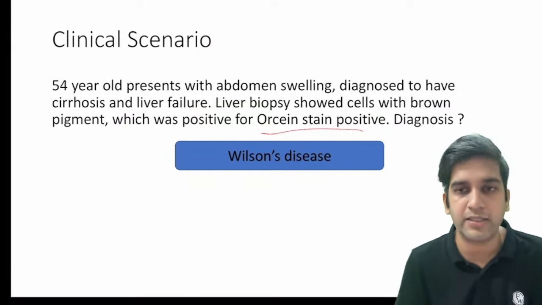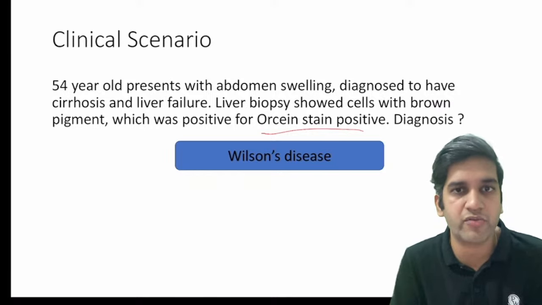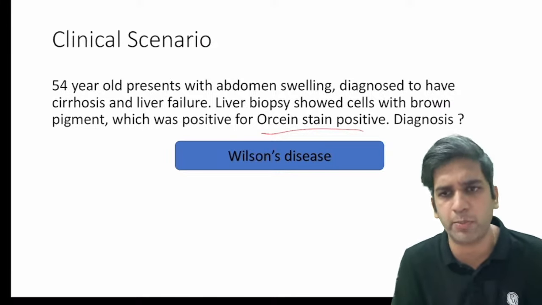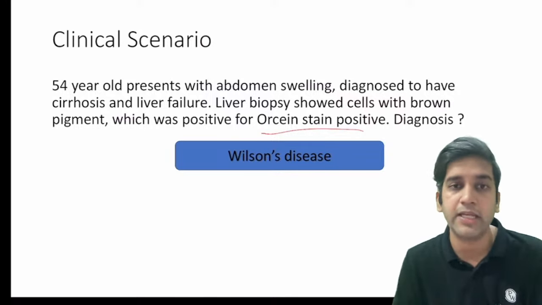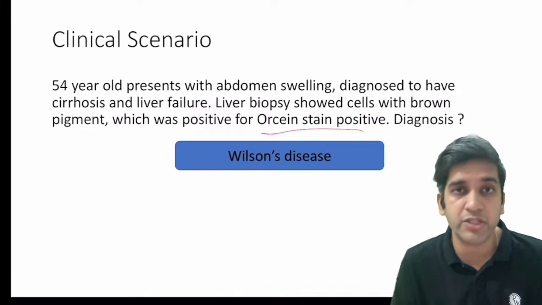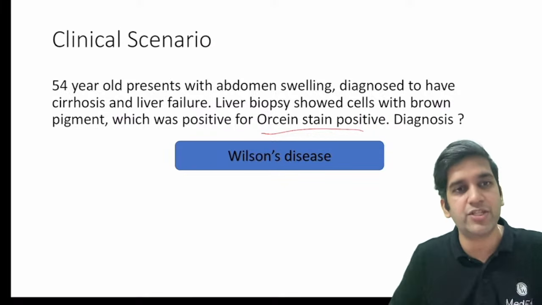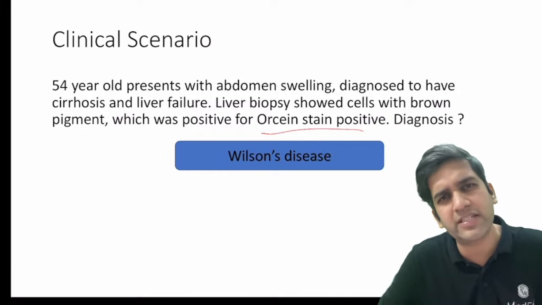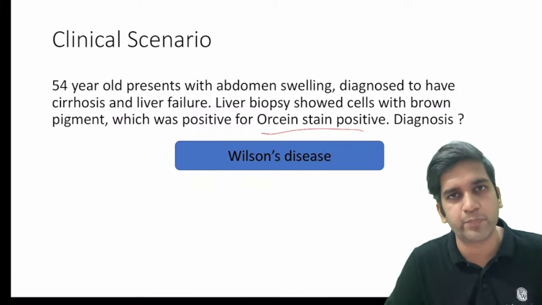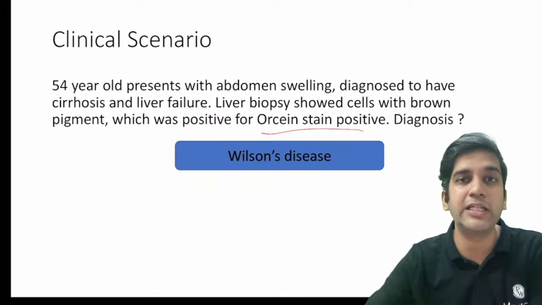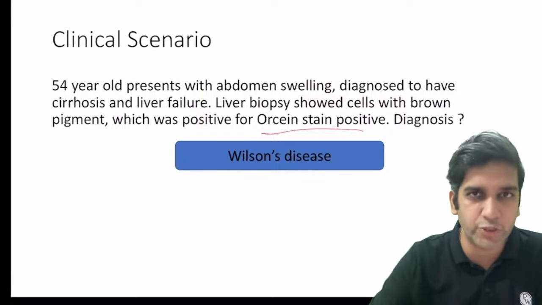Wilson's disease, this is a classical presentation of Wilson's disease. They are orcein positive, which is copper positive by default. Orcein is positive for copper pigmentation. It's positive in Wilson's, right? So what is the classical presentation of Wilson's? Age: will it present at 54 or will it present early onset? Wilson's presents a little bit early onset, right? It presents during the adolescent age group.